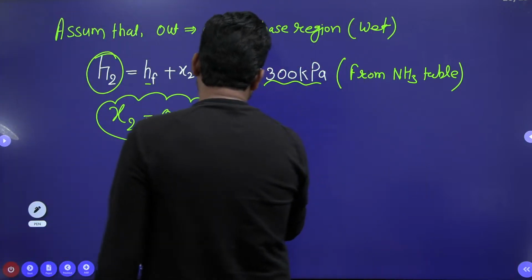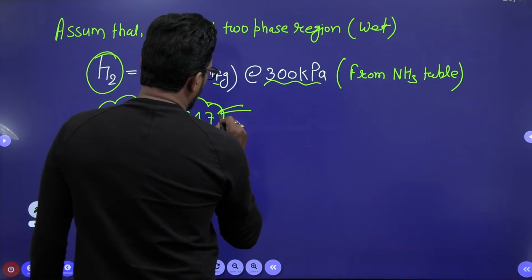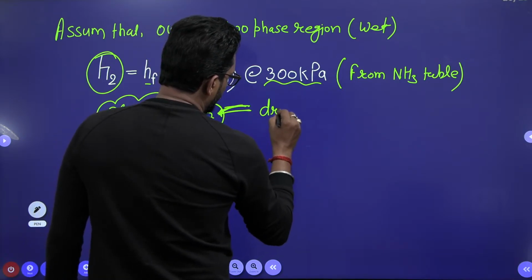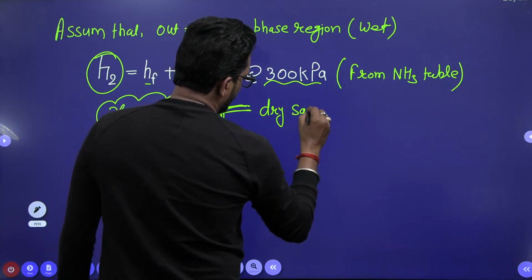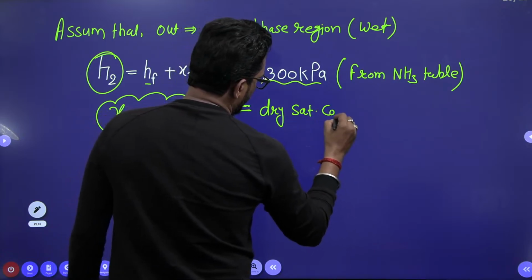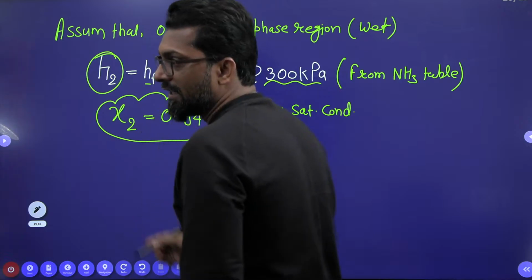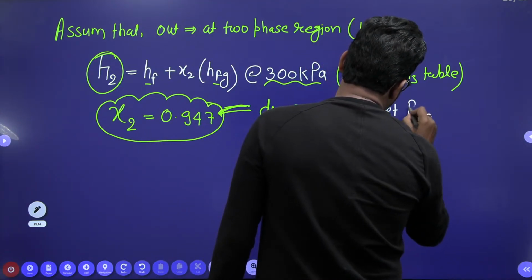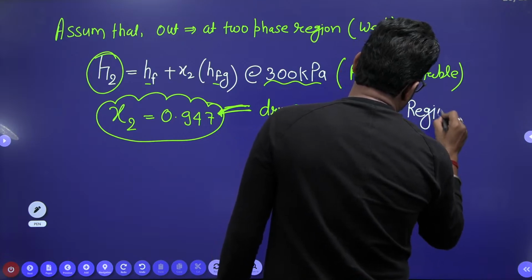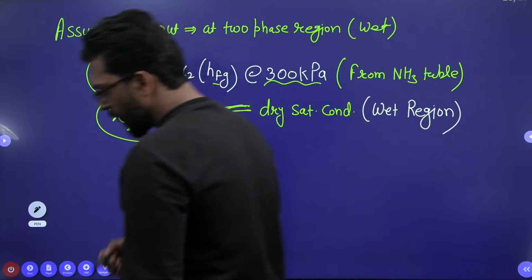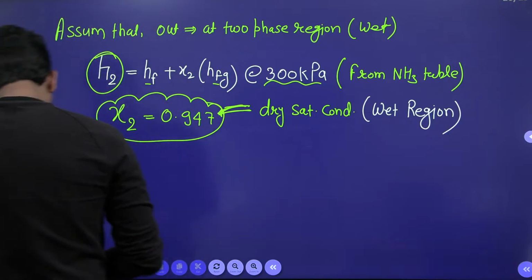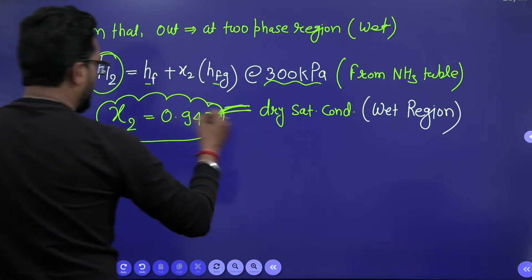This is in between 0 and 1. So the exit is a dry saturated condition. Dry saturated condition, that means wet region. This is your wet region, and this is your dryness fraction.